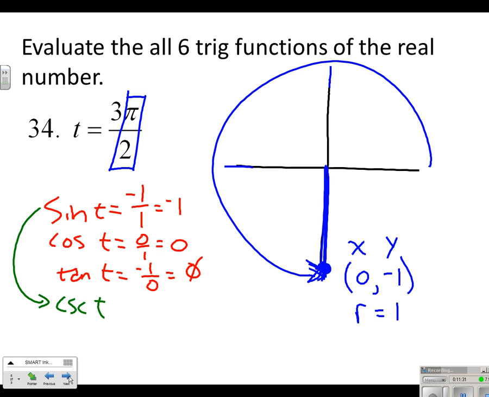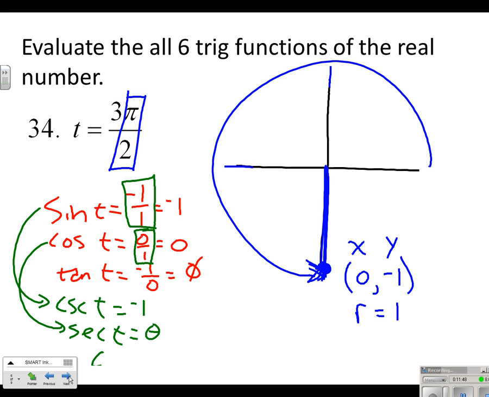Let's jump to cosecant t. Reciprocal of sine. Reciprocal of -1 on 1 is 1 on -1. That's still -1. Secant of t. Reciprocal of cosine. Reciprocal of 0 on 1, 1 on 0, undefined. And cotangent t. Reciprocal of tangent. Reciprocal of -1 on 0, 0 on -1, 0. So I just used reciprocal properties. Honestly, if you ask me what is cotangent in terms of x's, y's, and r's, I would have to say tangent is y on x, so cotangent is x on y. I know they're reciprocals.